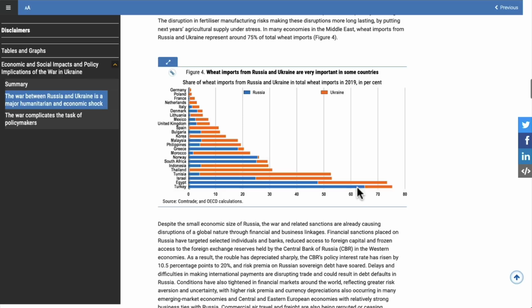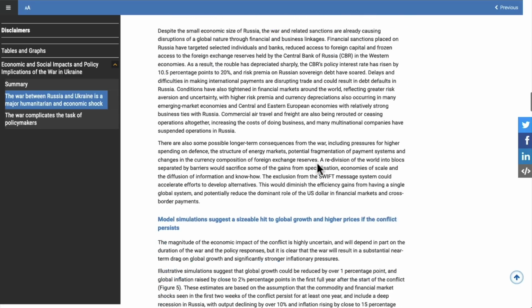Look down here. From Russia and Ukraine, from Russia especially to Turkey, 65%. Egypt getting close to 50%. So, if we're going to look for countries that are less willing to sanction Russia on certain things, these are the countries you would look at from the bottom upwards.